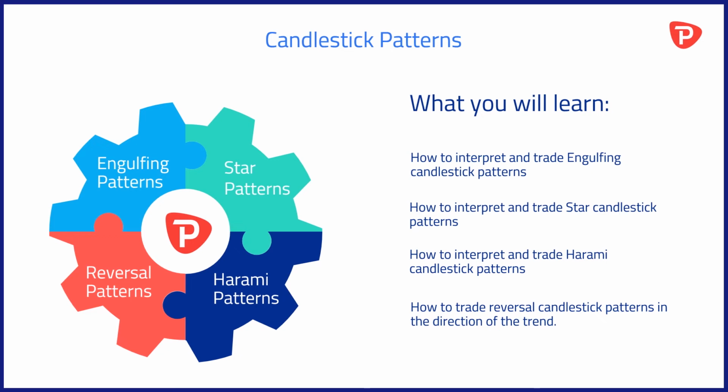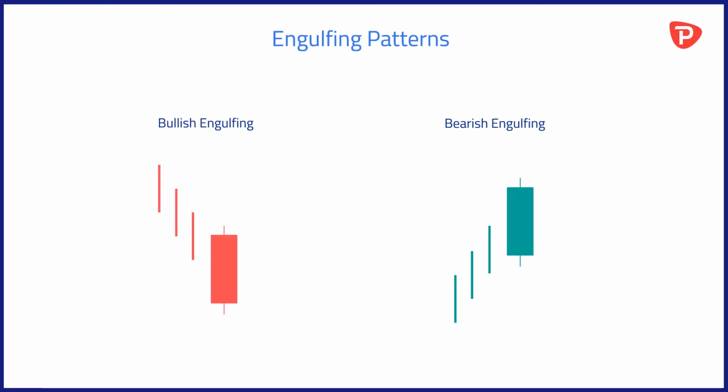This lesson will focus on engulfing patterns, star patterns, and harami patterns. All three of these patterns are reversal patterns, and there are countless reversal and continuation patterns out there, but I have found these to be the most consistent and useful to my trading techniques. The first patterns we will look at are the engulfing group of patterns. There are two types of engulfing candle patterns, a bullish engulfing pattern and a bearish engulfing pattern.